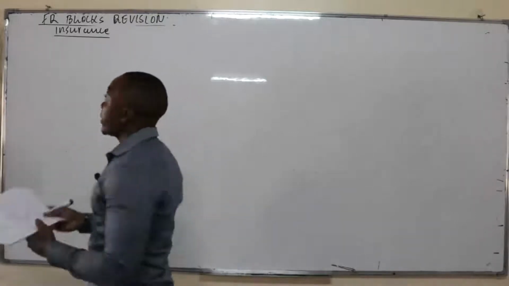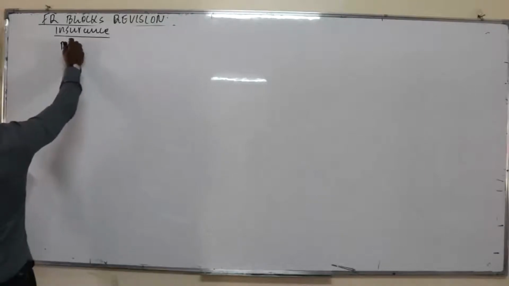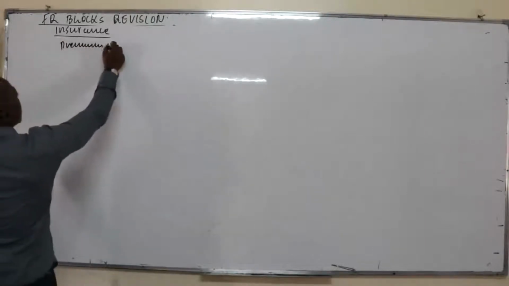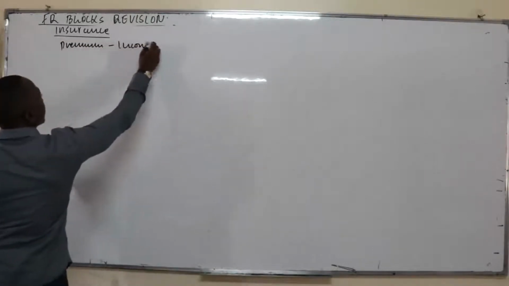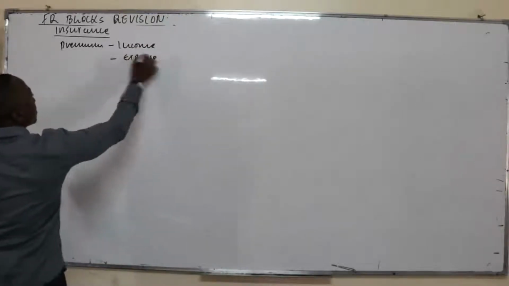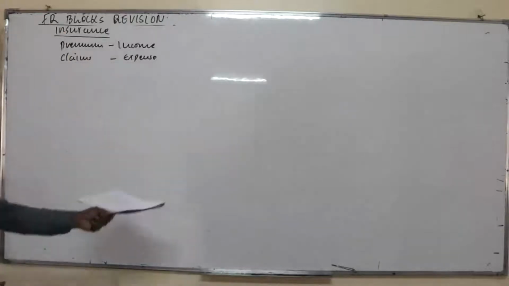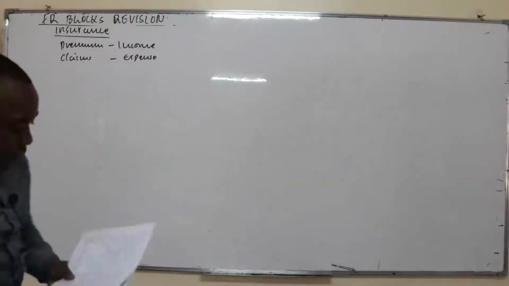Just a quick recap: the major sources of income for an insurance company are the premiums. Those are their major source of income. And their major expense is the claims. Good. So now with that, let's do a question.